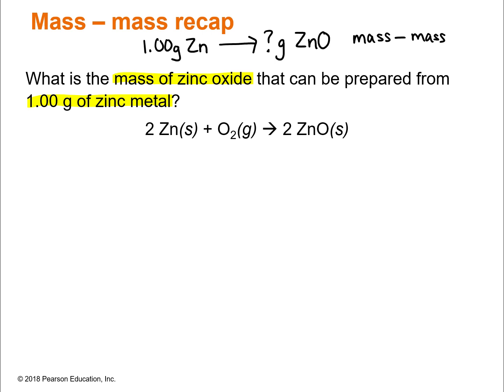Let me know if you're with me so far, because that's one of the biggest issues, is just identifying what type of problem we have on hand. So are we good so far? Sure.